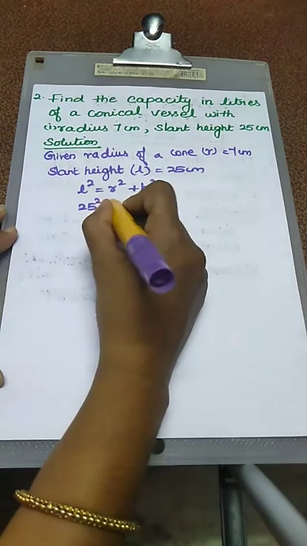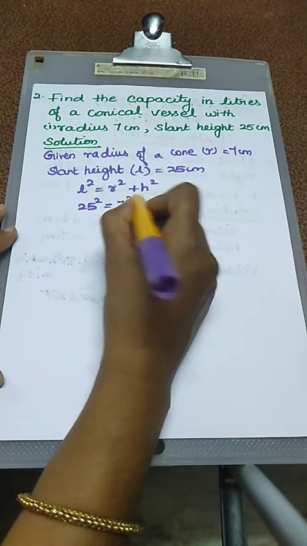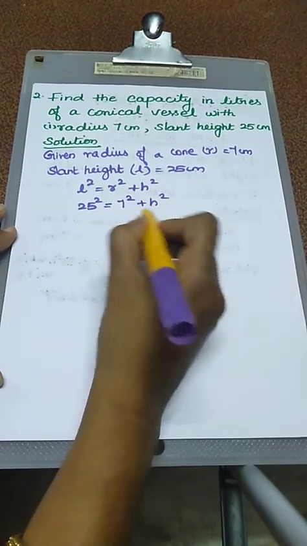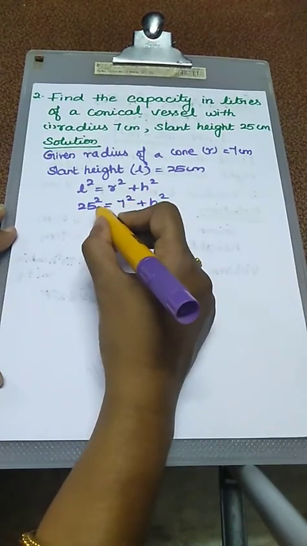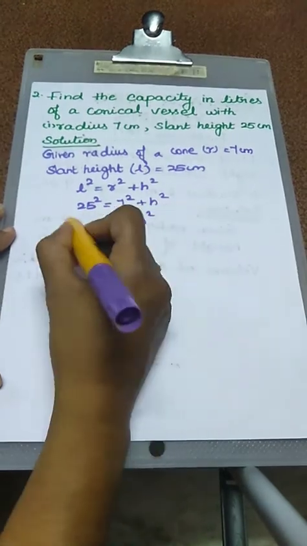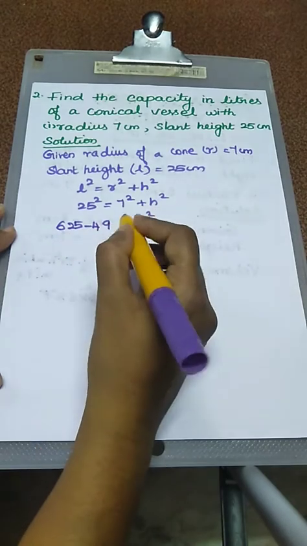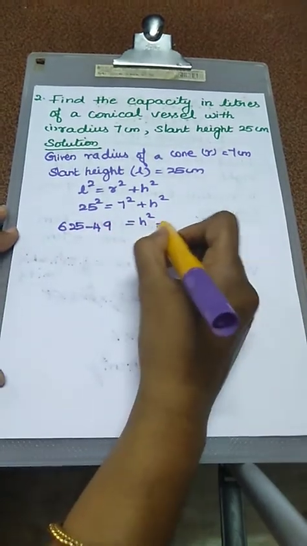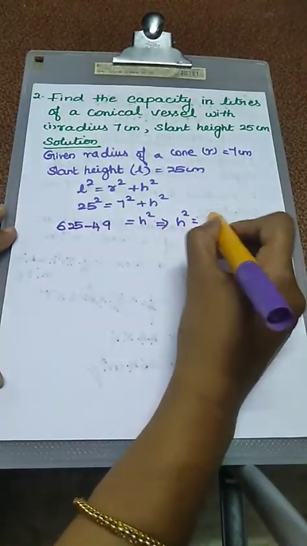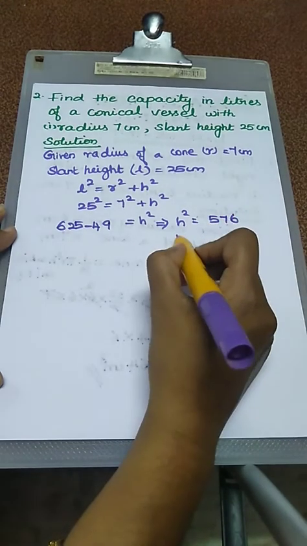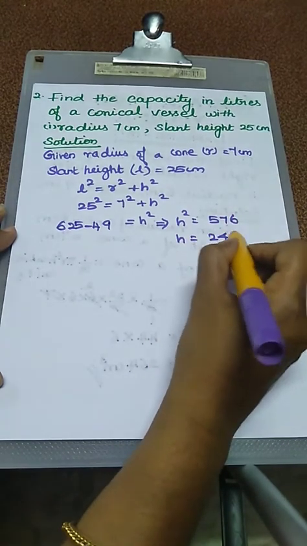So apply the r value also. r value 7 square plus h square. So change the 7 square value to the left-hand side. So h square is equal to 625 minus 49. What is the value? That is h square equal to 576. Taking square root on both sides, h value is 24 centimeter.